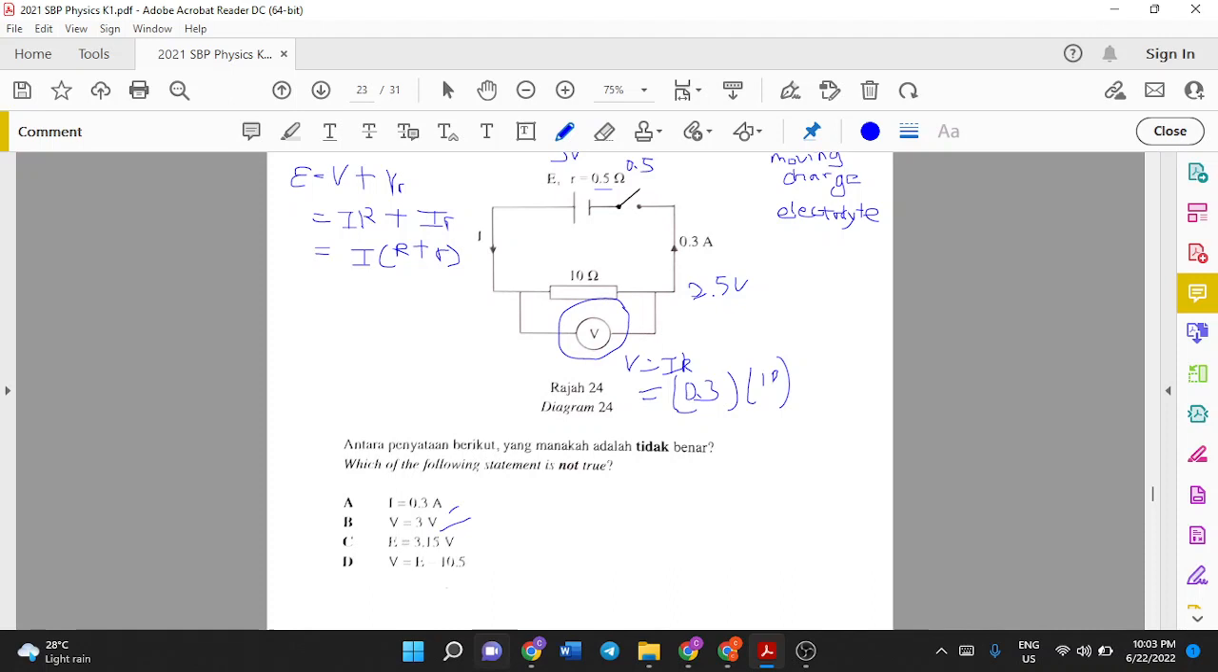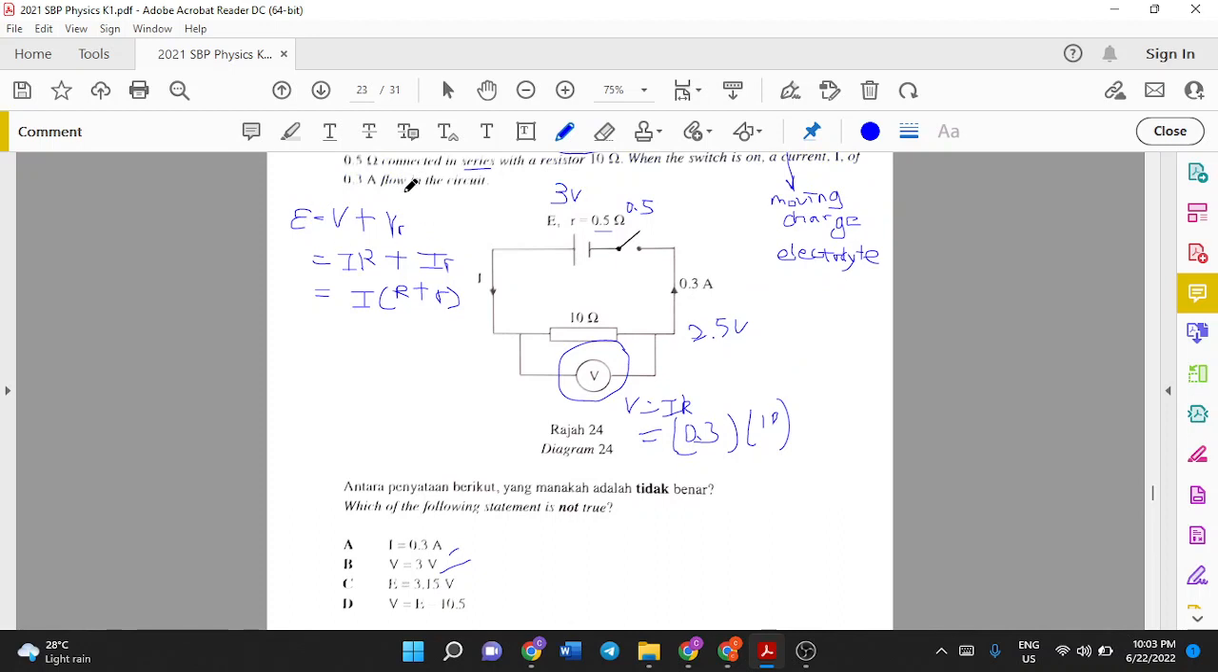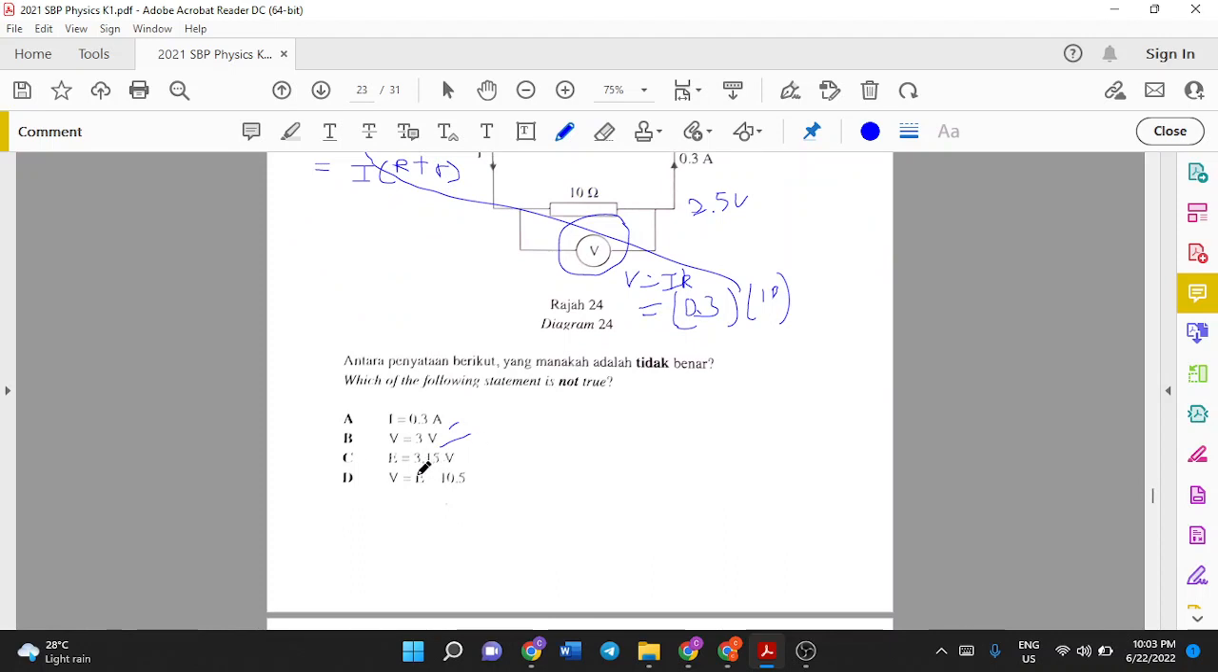Okay, this is correct. Next, E equals 3.15 volts. So we just use this equation and substitute in the values here. This is 3 volts, and the voltage loss due to the internal resistance is 0.3 multiplied by 0.5, which gives 0.15 volts. So you sum up, and you will get 3.15 volts. So the electromotive force is equal to 3.15 volts, and this is true. And next, V equals E minus 0.15.